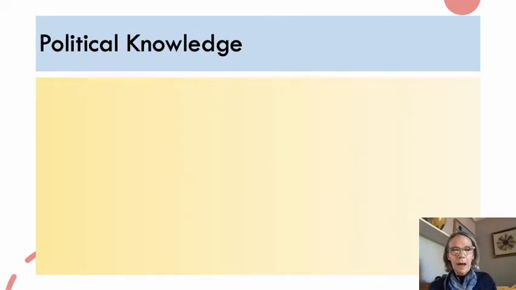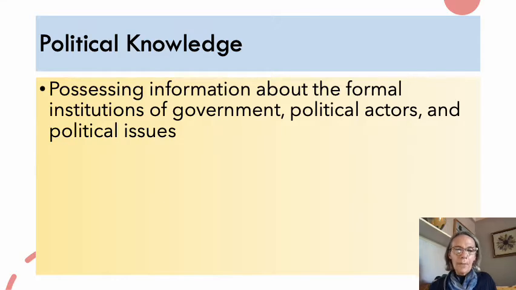Okay, so when it comes to political knowledge, political knowledge is defined in your textbook as people that live in a country possessing information about the formal institutions of government, political actors, and political issues. So if you were going to measure someone's level of political knowledge, you would ask them questions about our governmental institutions. You might ask them, what are the three federal branches of government?